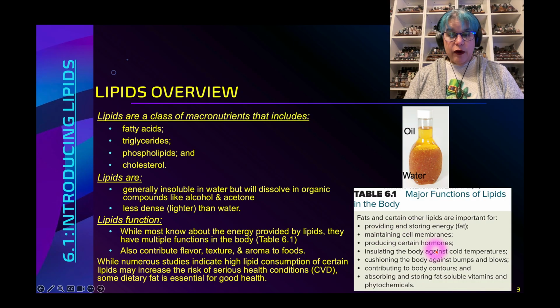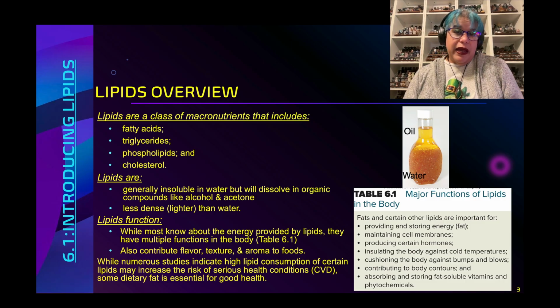But it also helps us to maintain cell membranes. Our cell membranes actually, for the most part, are made of lipids, whether that is the phospholipids or cholesterol, both of which are part of our cell membrane. Producing hormones. We have testosterone, estrogen, progesterone. All of these are hormones that are created from cholesterol, a type of lipid.